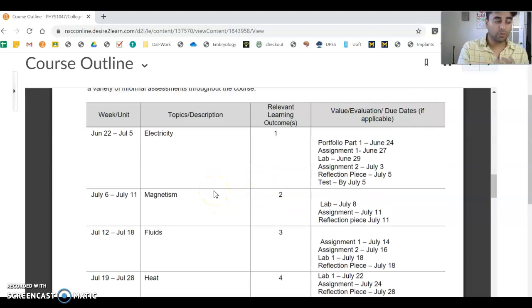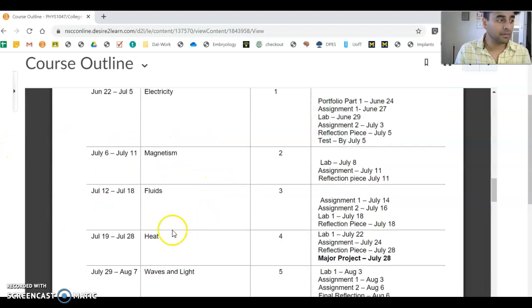So if I was you, if I'm a student taking this physics course, I would try to see, okay, the biggest chunk would be the electricity unit, and the second biggest chunk is magnetism. The third biggest chunk is heat. Okay, and just remember that around the same time your major project will be due.